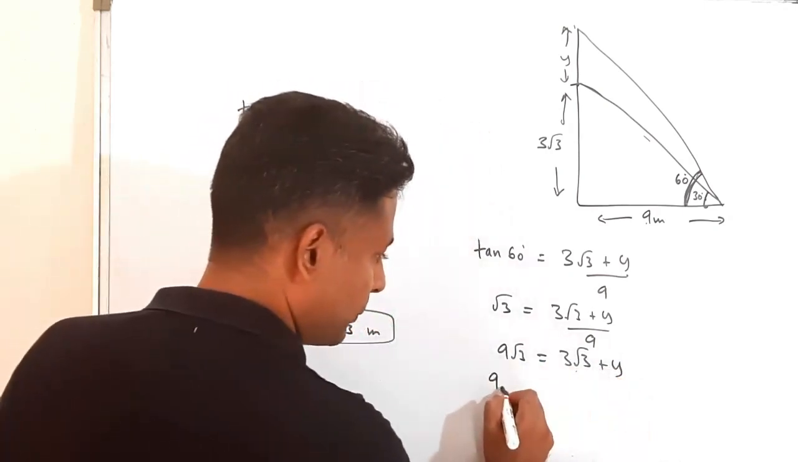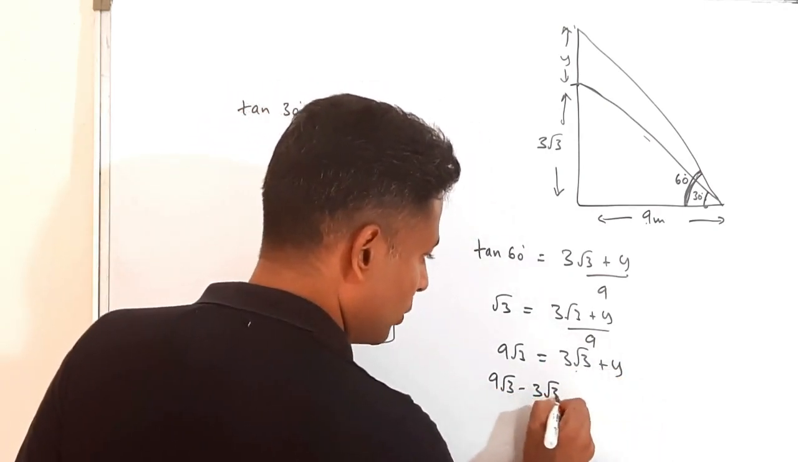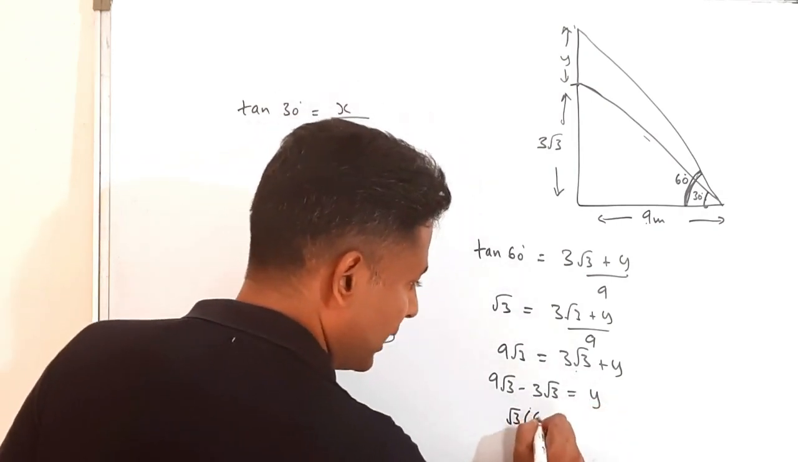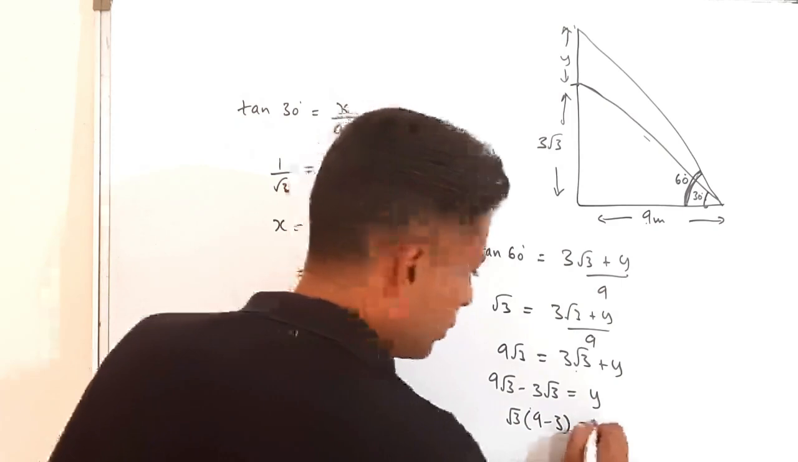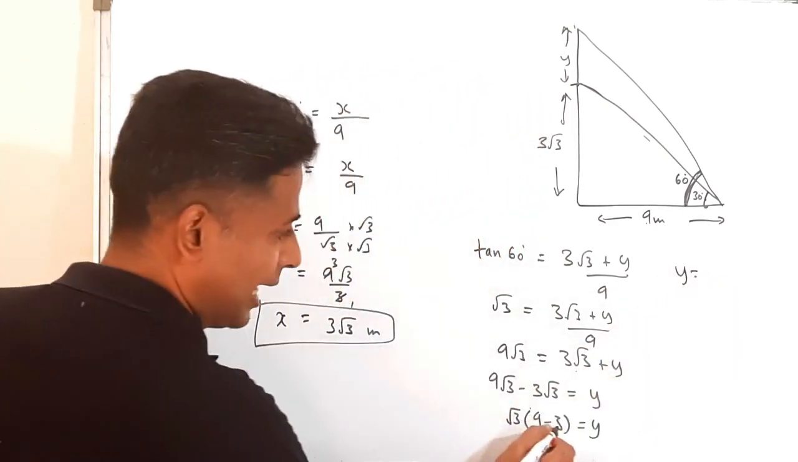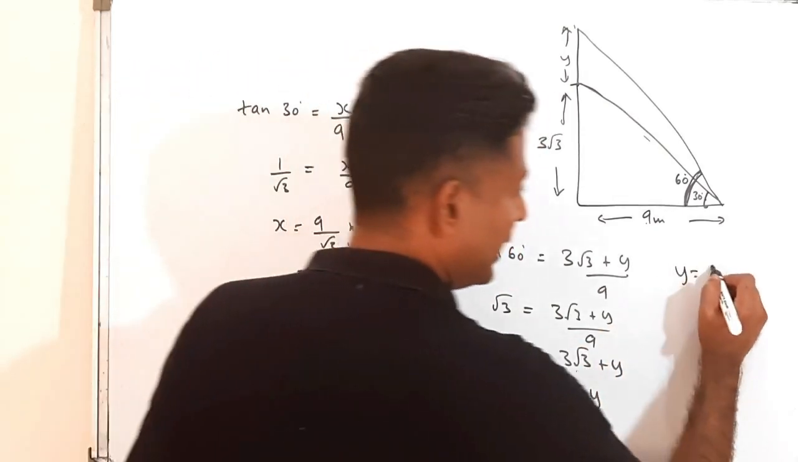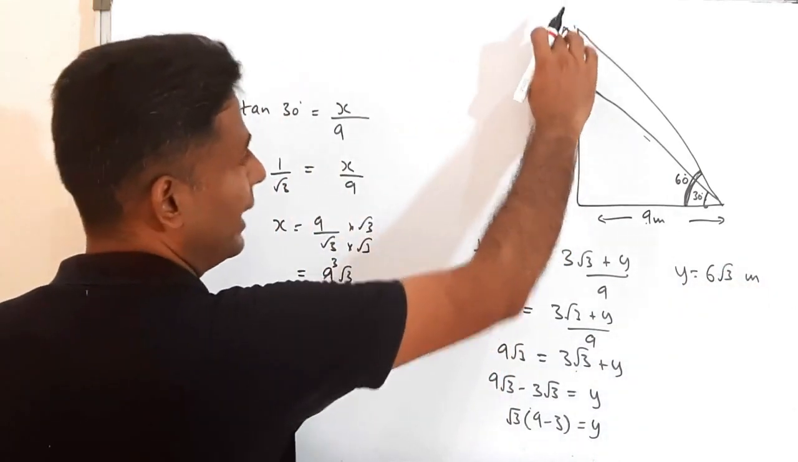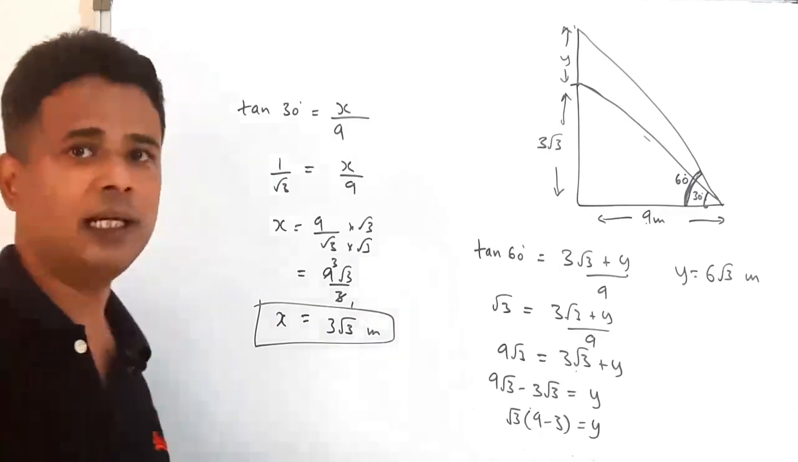Now when I transpose this, it becomes 9 root 3 minus 3 root 3 equals y. Now root 3 can be taken common, we get 9 minus 3 inside, equals y. So y equals 9 minus 3 is 6, 6 into root 3, 6 root 3 meters. So we got the height of the flagpole as 6 root 3 meters.